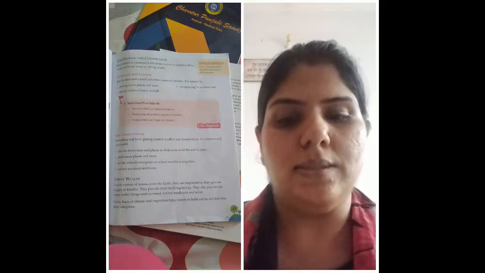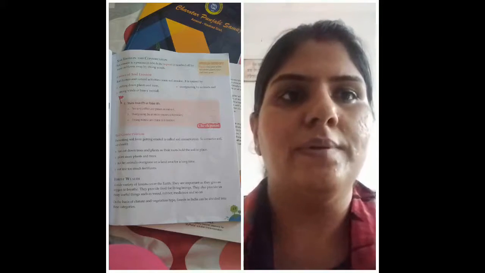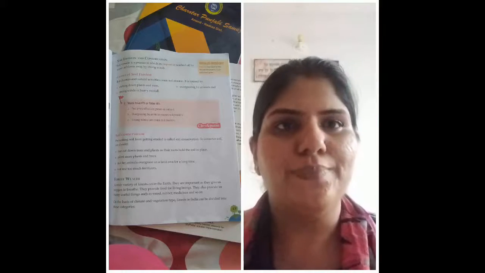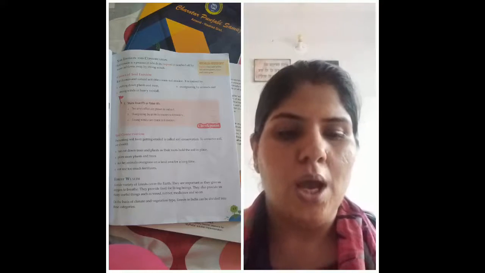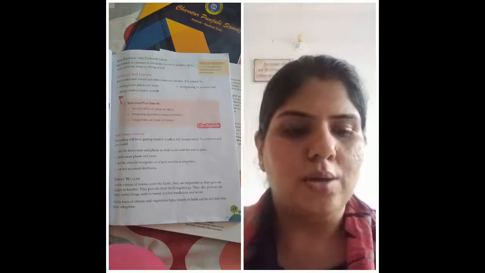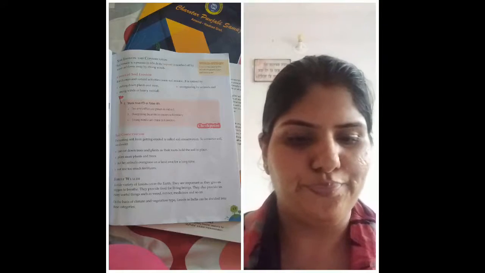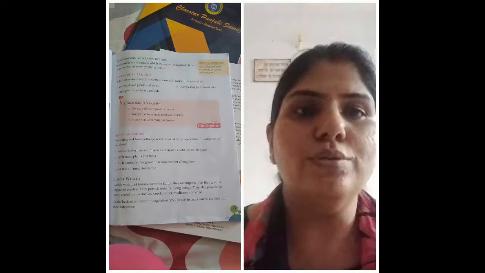Now how can we prevent soil erosion and conserve the soil? But before that, come to checkpoint 3. State true or false. Tea or coffee are grown in red soil. Answer is false. Overgrazing by animals causes soil erosion. Answer is true. Strong wind can cause soil erosion. Answer is true. Now come to the next topic, soil conservation.